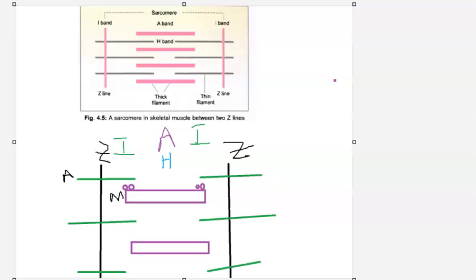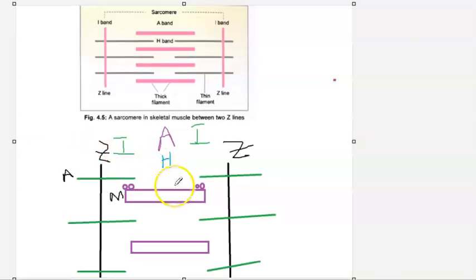What does this island, the H zone, represent? This is the part where there is only myosin, correct? Only the thick filaments are there in Hawaii Island. It does not have any actin. That is the H zone. So did you understand? India, America, India. In America you have Hawaii. That is the H zone. That is the part which has only the myosin, the thick part. It doesn't have any actin.